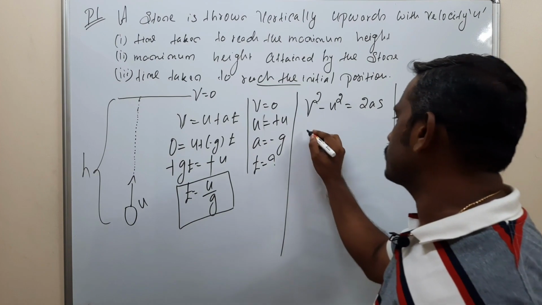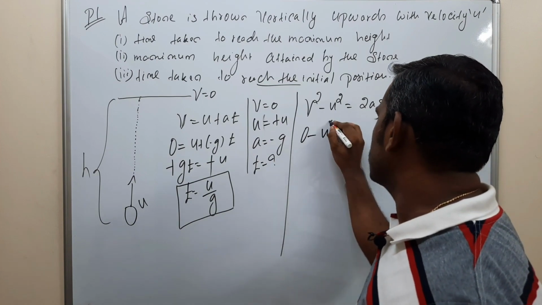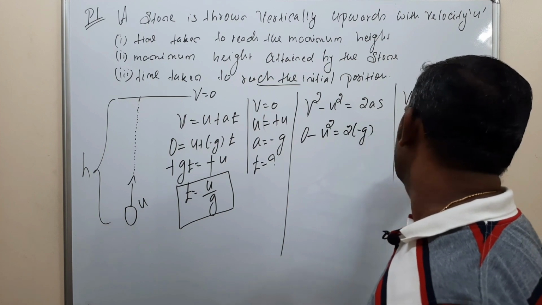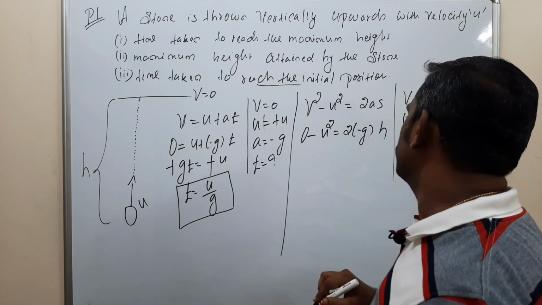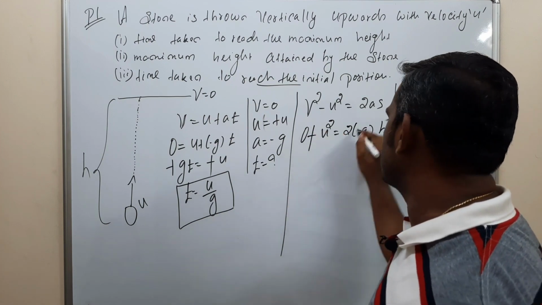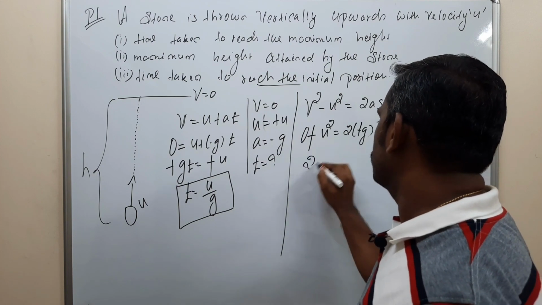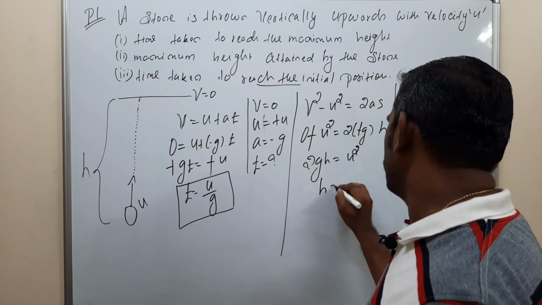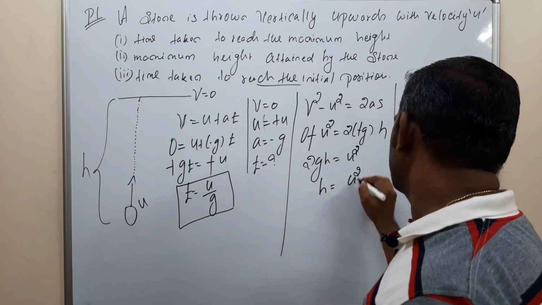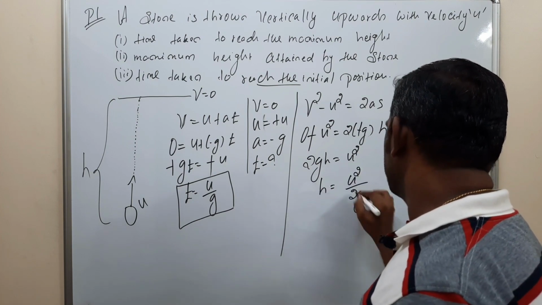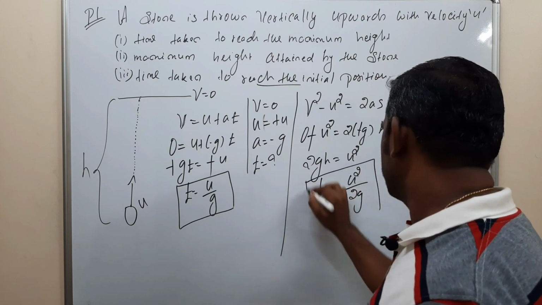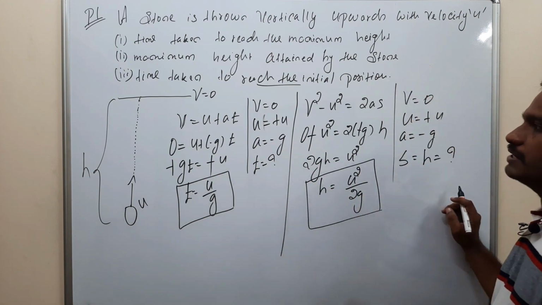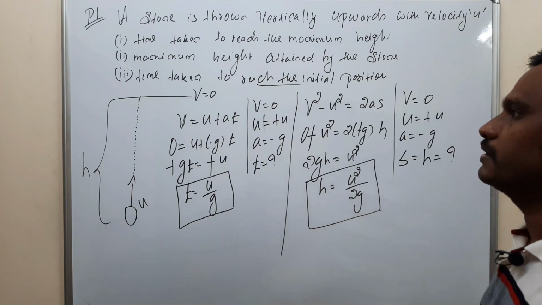So substitute the values, that is 0 minus u square is equal to 2 into minus g into, instead of s you can substitute height. So this minus minus cancel, 2g h is equal to u square. So we have to find h is equal to u square by 2g. So this is the maximum height reached by the stone. H is equal to u square by 2g.